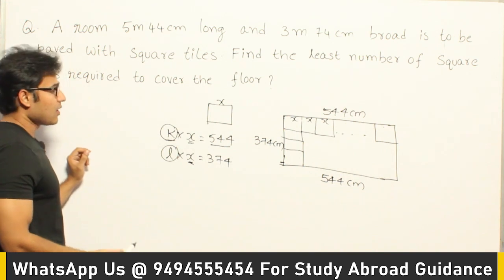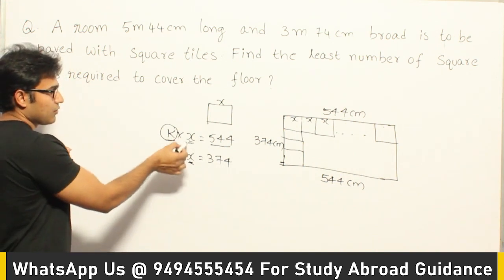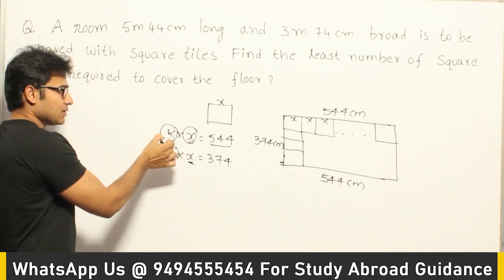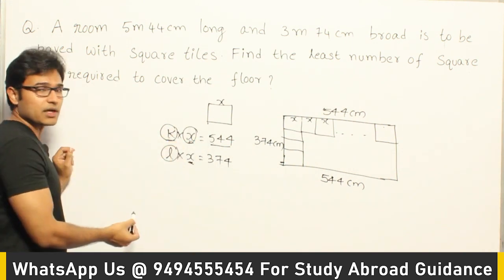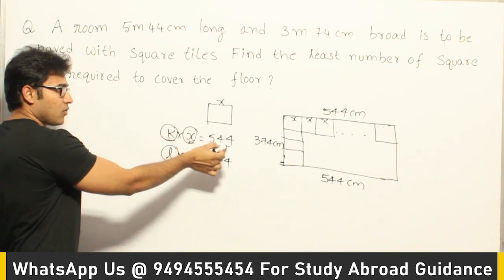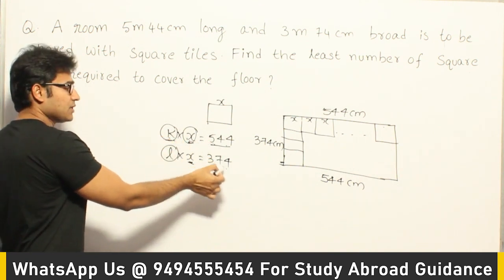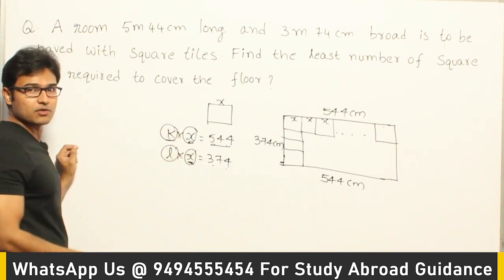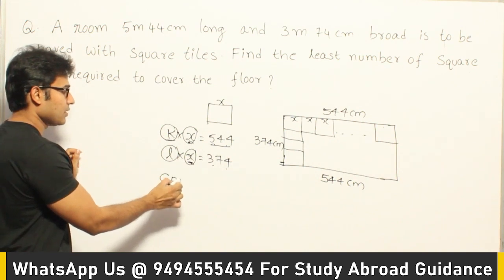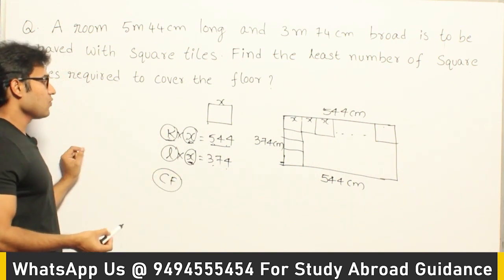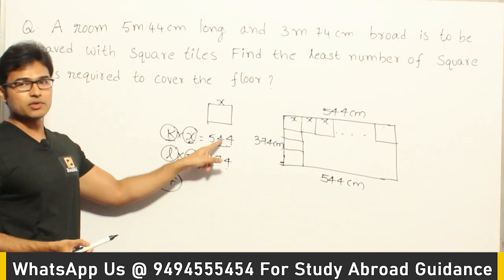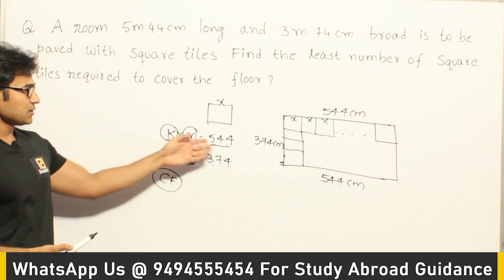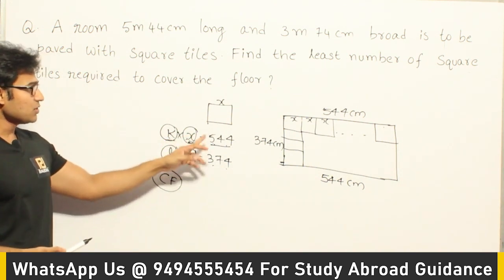Now, when you write a number as a product of two numbers, these are called factors. So x is a factor of 544, as well as a factor of 374. Since it is common to both of them, we can call it a common factor. So we are supposed to find a common factor of these two numbers first. If you try to find the common factors, 1 is a factor of both of them, as well as 2.